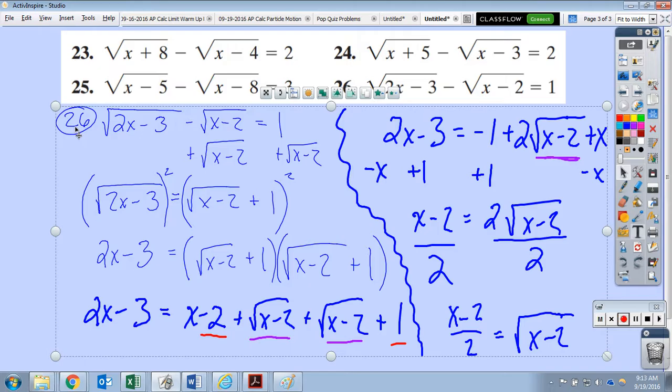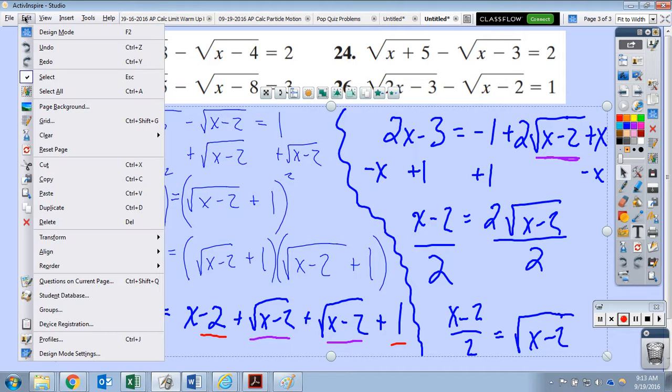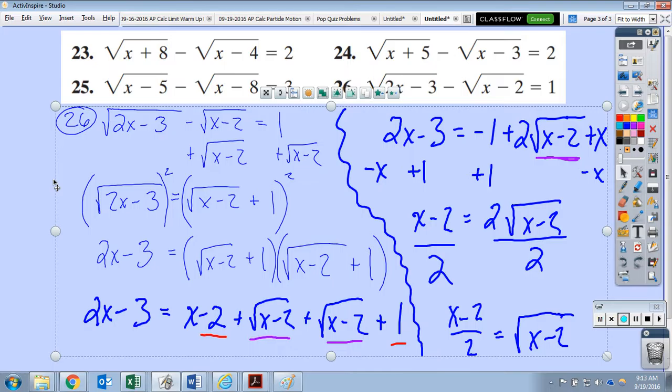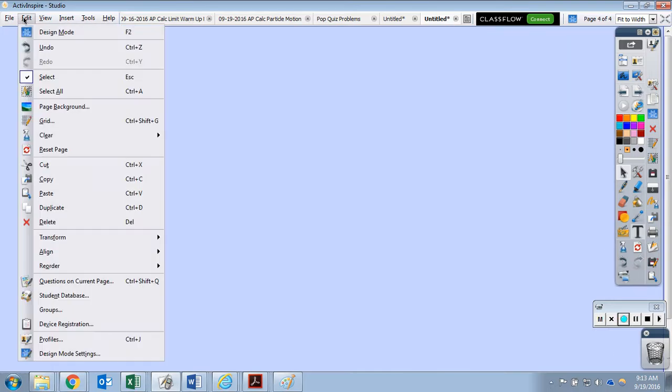Let's go ahead and see if we can actually take the whole thing over. So yeah, someone said something about squaring it, and we're on the right track there.